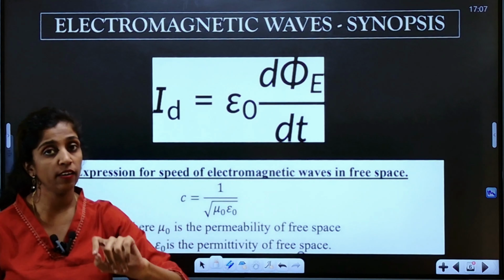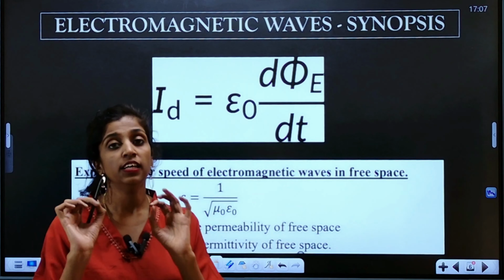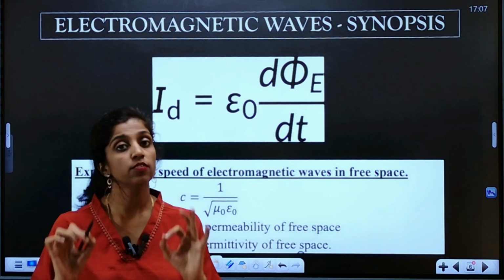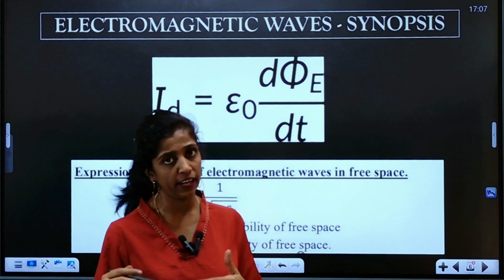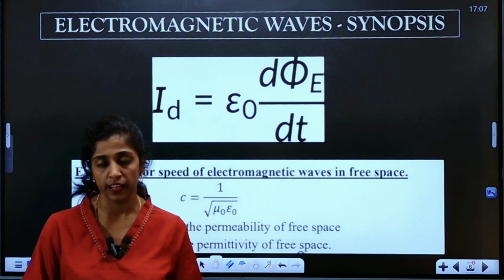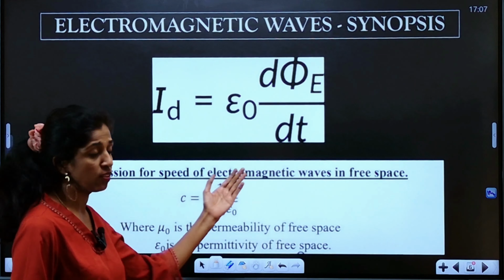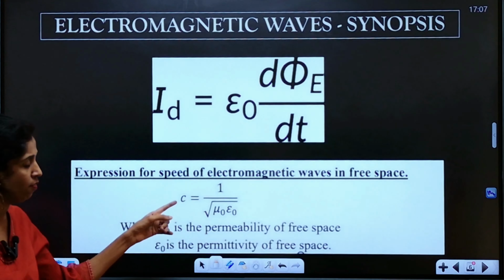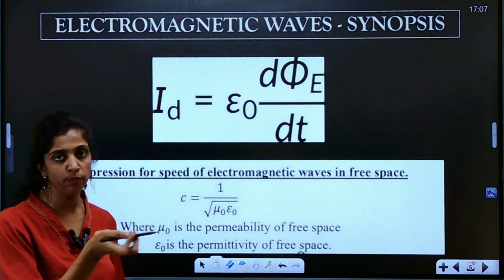The displacement current is produced due to the changing electric field. So please remember this point. Again, this is very important: due to the change in the electric field, there is a displacement current. This is the most expected question. And then, the expression for the speed of an electromagnetic wave. Please remember this formula: C equals 1 by root of mu naught times epsilon naught.